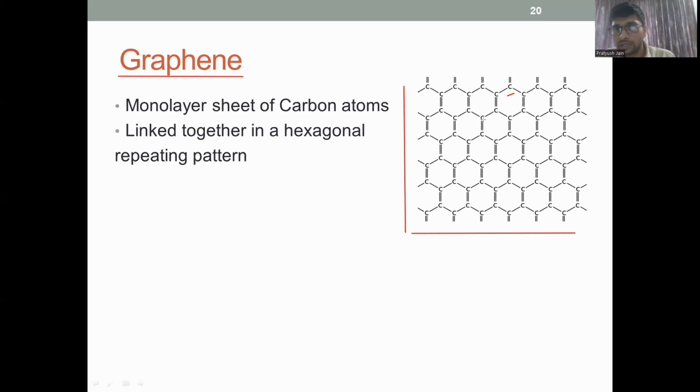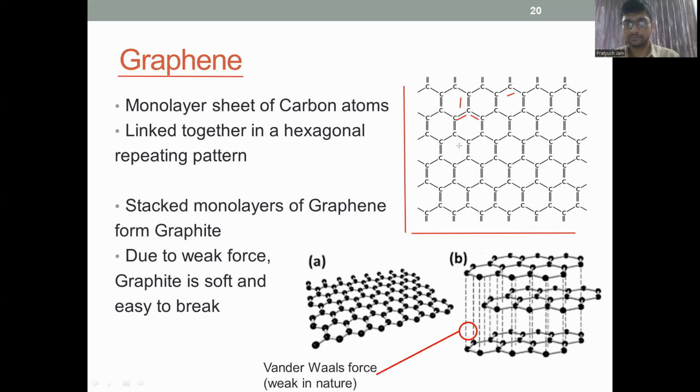This is a structure of graphene. All the carbon atoms are linked together in a hexagonal pattern. Each carbon atom forms two single bonds and one double bond. This figure A is graphene.